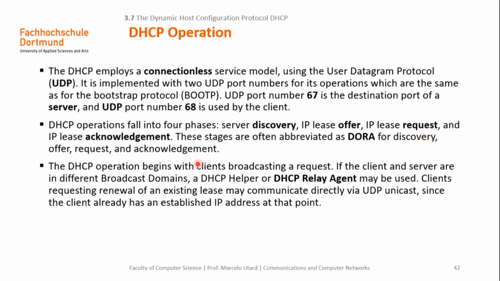The DHCP operation begins with clients broadcasting a request. If the client and server are in different broadcast domains, a DHCP helper or DHCP relay agent may be used. And clients requesting renewal of an existing lease may communicate directly via UDP unicast, since the client already has an established IP address at that point.